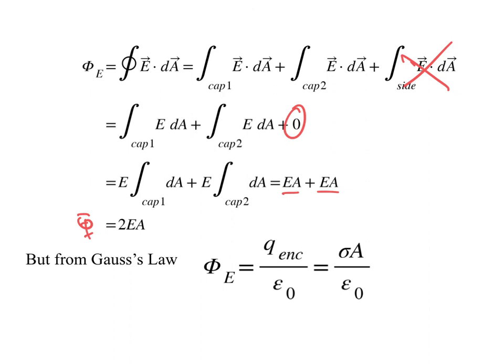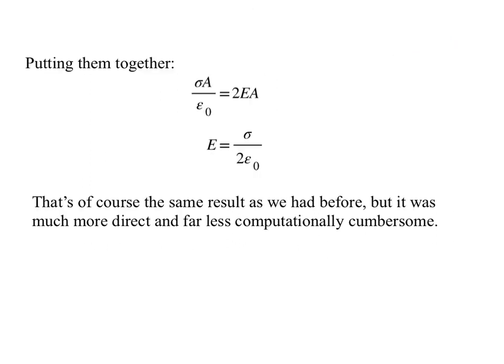But the flux through the surface is also the enclosed charge over epsilon naught, and the enclosed charge was sigma times A. Putting all of that together, we get that sigma A over epsilon naught is 2EA. Notice that the area of the surface drops out, and it had better. It was arbitrary. We just made it up. And we're left with the electric field is sigma over 2 epsilon naught. This is, of course, the result we had before.